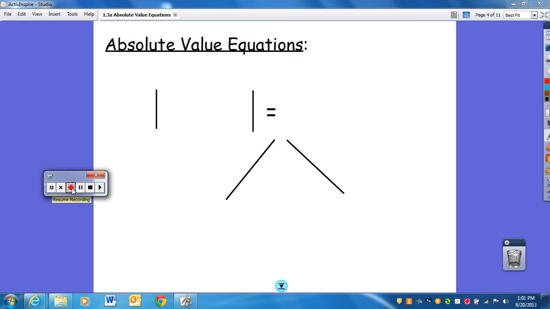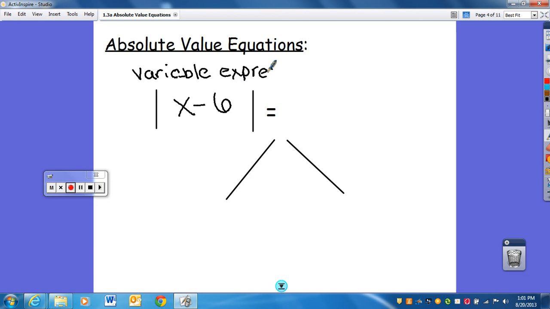When we're solving an absolute value equation, what we're going to find is that inside the absolute value symbols, there's going to be some sort of variable expression. For instance, we might have something like x minus 6. So inside is some sort of variable expression. And then it's going to be equal to some value, and that value is going to describe the distance. For example, we might put 11. This is a value, and it represents the distance.